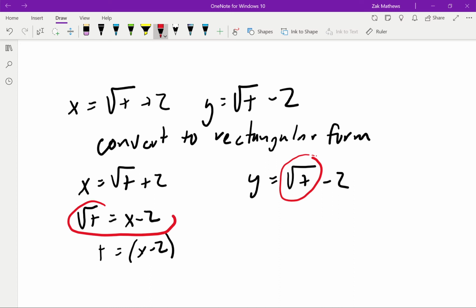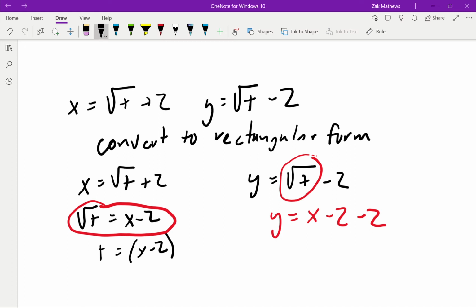Right here we had an equation for the square root of t. I could write at this point, if I wanted to, y is equal to x minus 2. That is a completely valid statement. I've replaced an equivalent variable. The variable wasn't simply t, it was the square root of t.